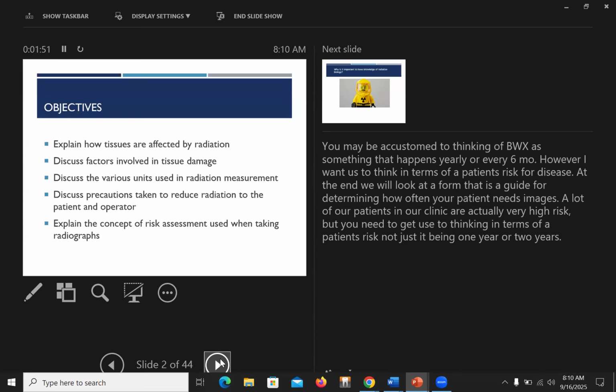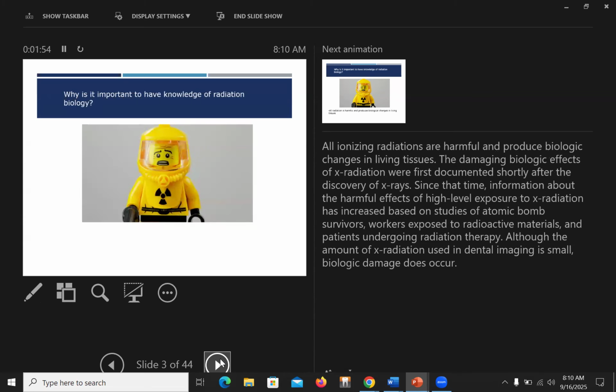So hopefully we can get through this PowerPoint so we can think through some of the ways that we would actually prescribe radiographs, because especially if you've been in the dental office, it's very much dictated oftentimes by insurance. And so it's hard to step outside of that and think about it in a different way. So I want to get to that and do a little activity.